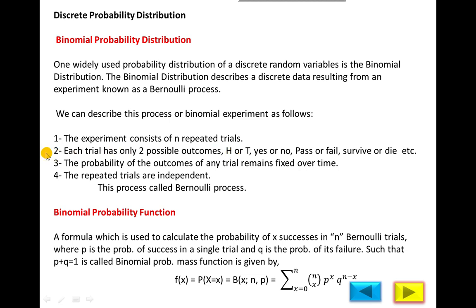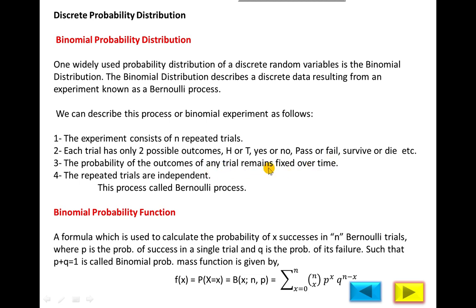So this is the most important characteristic of the binomial probability distribution. If any variable has two possible outcomes like yes, no, true, false, success, failure, pass, fail, survive, die, improve, not improve, 0 and 1, then we use the binomial probability distribution for probability. Number third, the probability of the outcome of any trial remains fixed over time. Probability will be the same, 50-50% chance, 1 upon 2, 1 upon 2 if you throw a coin one time or two times, three times. This is a characteristic of the outcome of the variable.